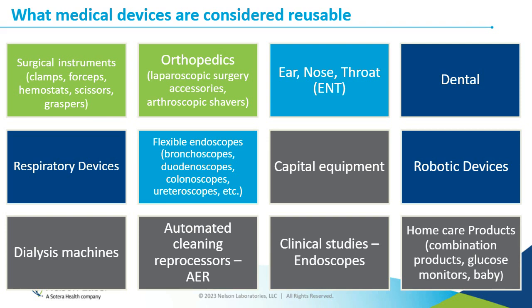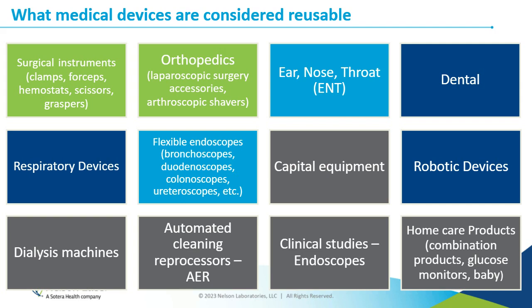Surgical instruments, orthopedics, ENT devices, dental, robotic, capital equipment that we just talked about in the previous slides, all flexible endoscopes that we work with. Dialysis machines are something that we've seen in the last 5 years take off, right? Those are devices that were not validated. They had little human factors validation performed, but not disinfection and cleaning efficacy on the exterior and the internal portion.